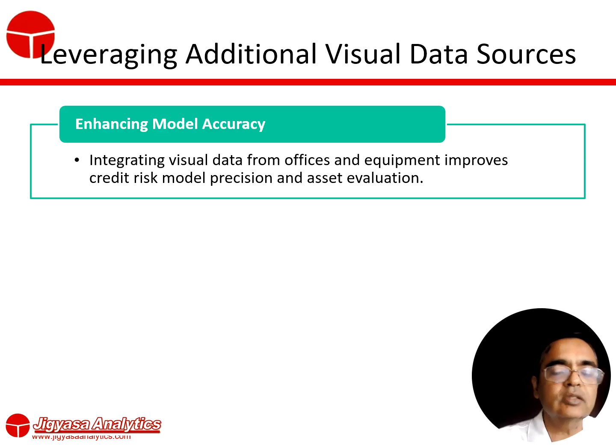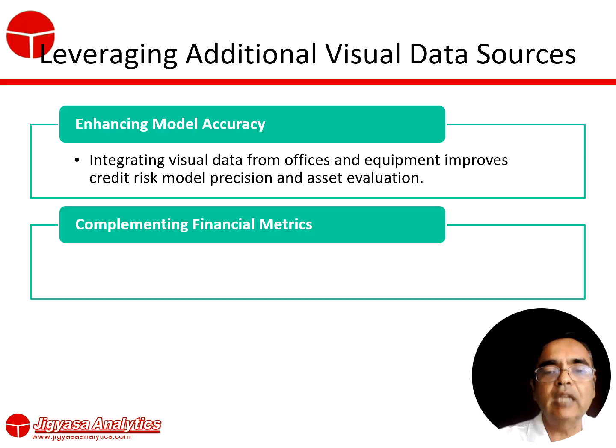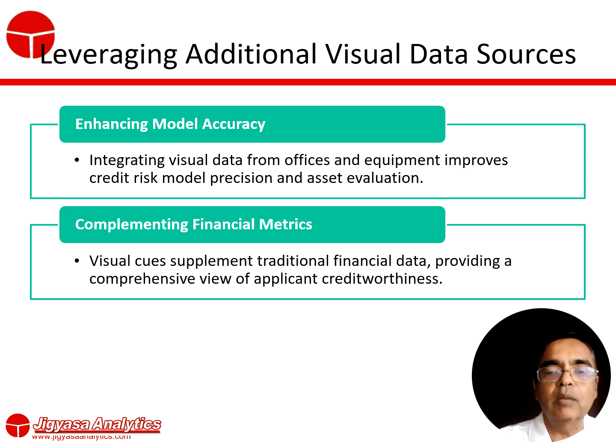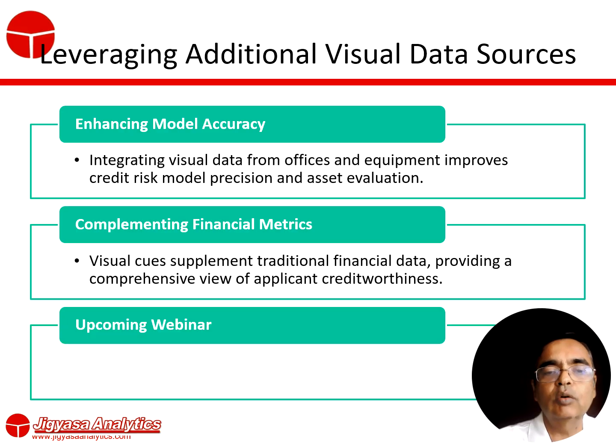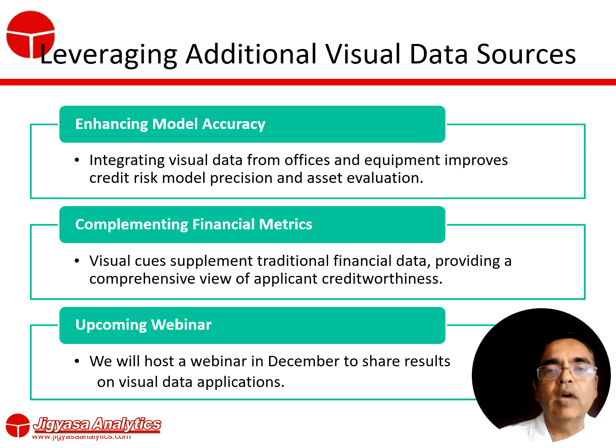But the accuracy is not the only thing we are gaining here. We are introducing a new data source, a diverse data source, and in doing so, we are complementing the financial metrics. And because of that, our model will become more robust and stable, and we will have greater confidence in the applicant's credit worthiness. We are doing some experiments on this, and our initial findings are very encouraging. We will be hosting a webinar on this topic in December, and we look forward to having you there.